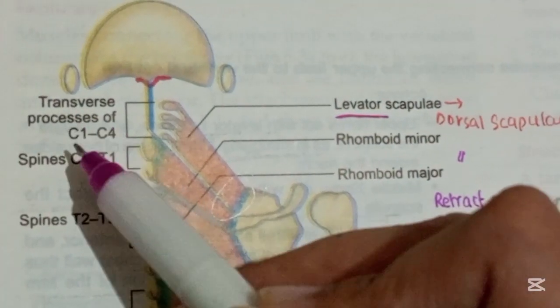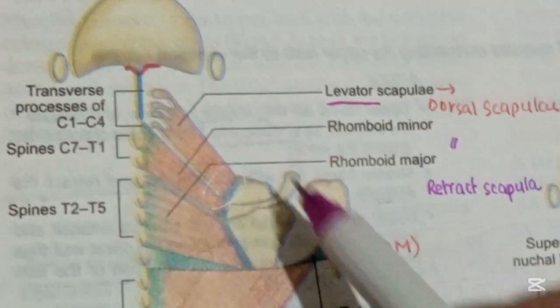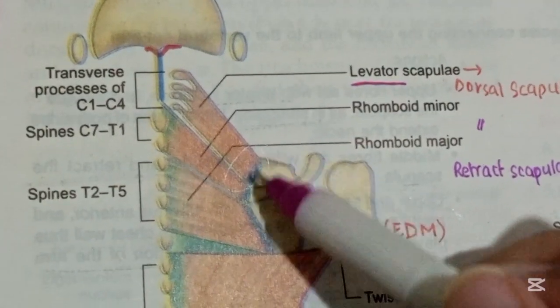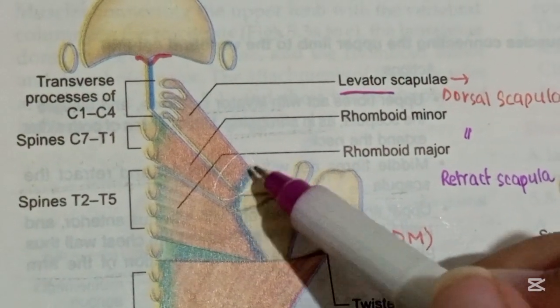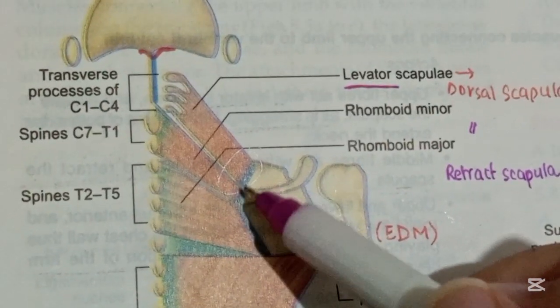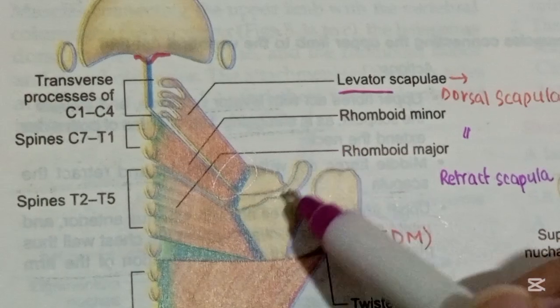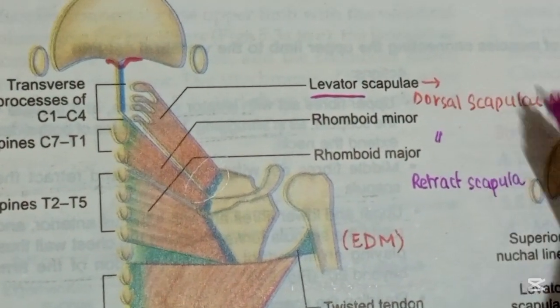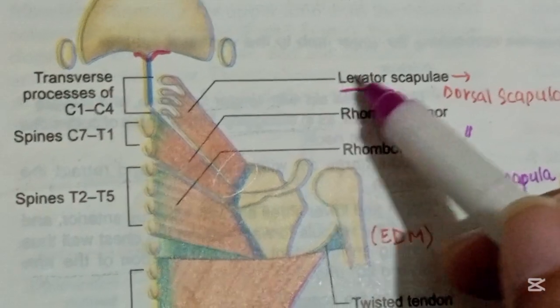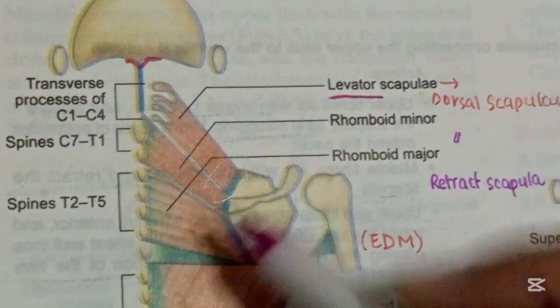The numbers are from C1 to C4, and it inserts into the medial border of the scapula above the spine of scapula, and it is supplied by the dorsal scapular nerve, and its function is to elevate the scapula.